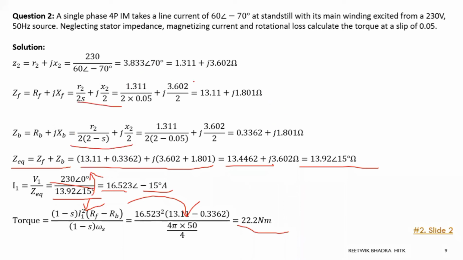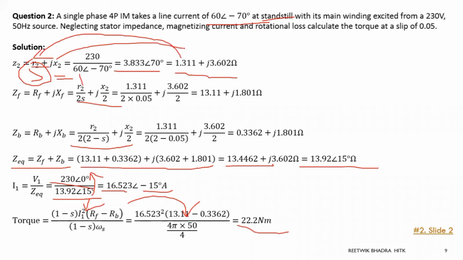Before that, what we need is to calculate R2. Since 60 at an angle of minus 70 was given at standstill, this is R2 by S plus JX2. This S will be equal to 1. So you calculate this in polar form and convert it into rectangular form. You'll get your R2 and JX2. Okay. So this is how your problem should be done, all followed by the same steps. Those 10 formulas which we have done, we'll follow those 10 formulas and solve the problem.